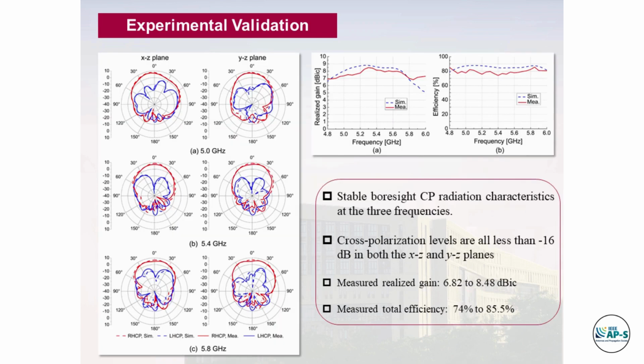It can be seen that the proposed antenna maintains stable boresight CP radiation characteristics at the 3 frequencies across the operating band. Across the operating band, the measured realized gains range from 6.82 to 8.48 dBic. The measured total efficiencies range from 74% to 85.5%.